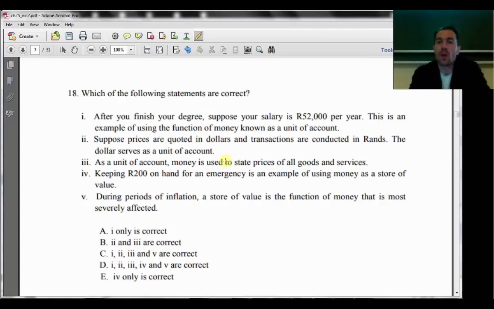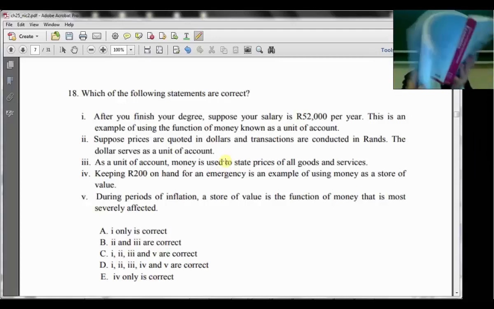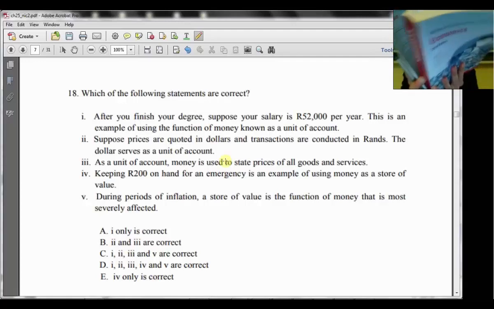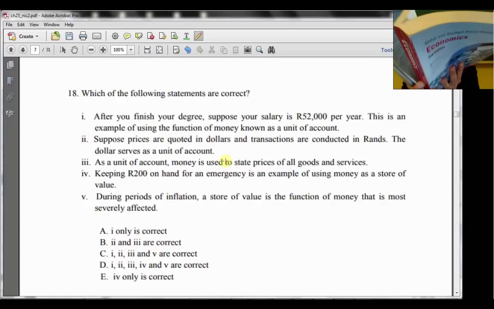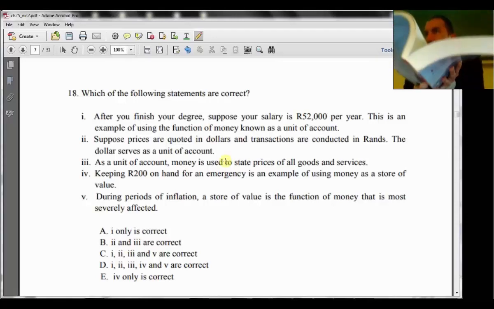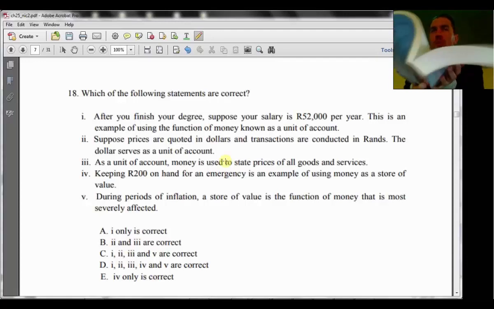Okay. So what do we mean by the unit of account? Again, page 546. What is a unit of account? The unit of account is an agreed measure for stating the prices of goods and services. Okay? So it's the measure of prices. It's the thing that we use to measure prices.